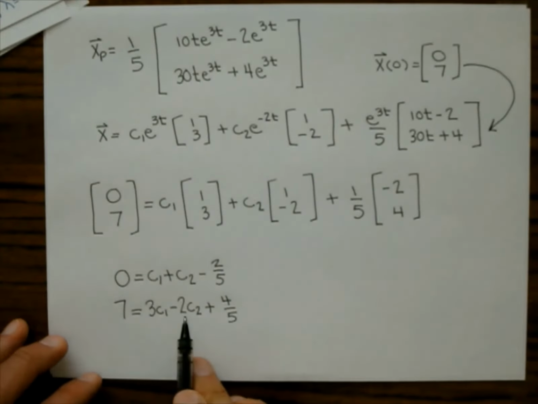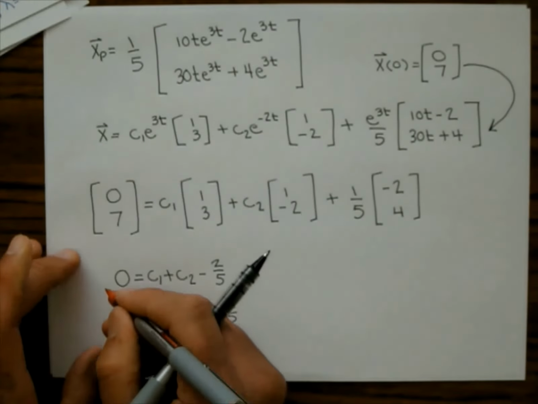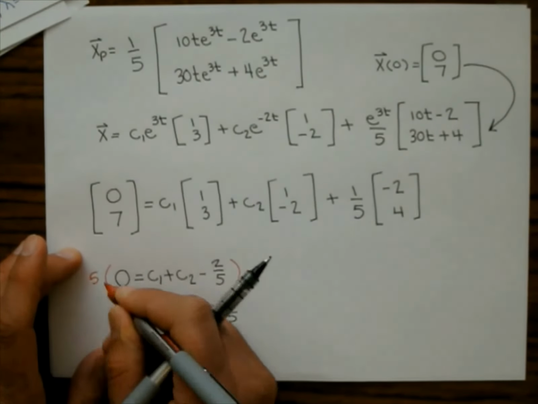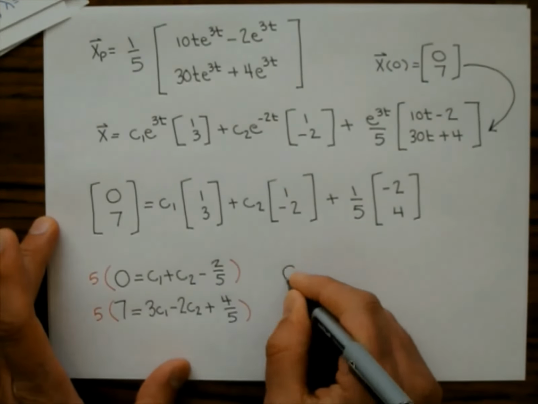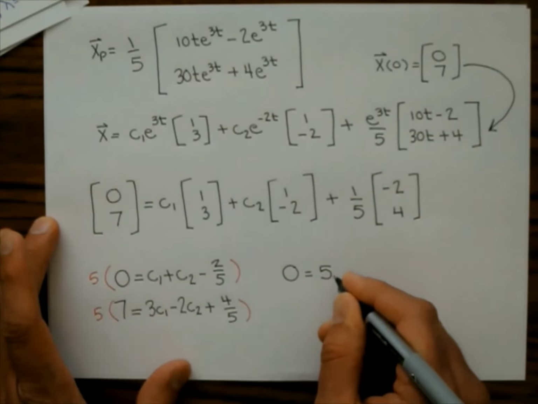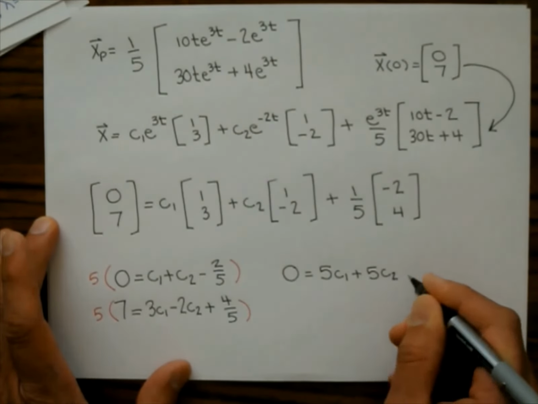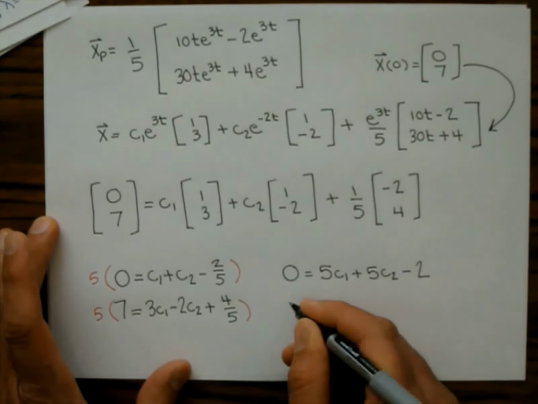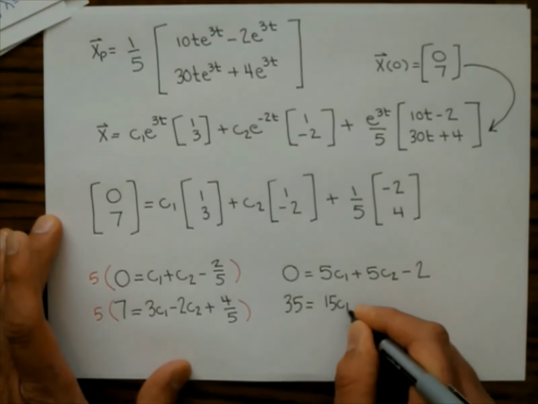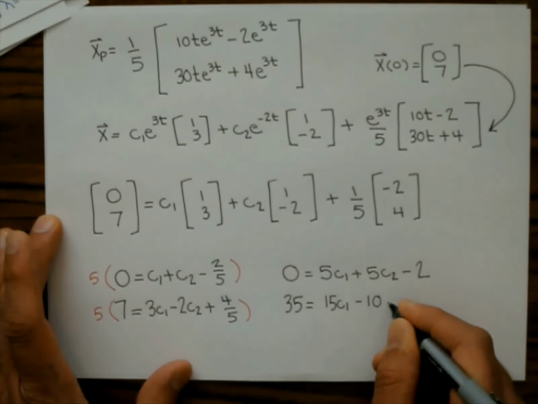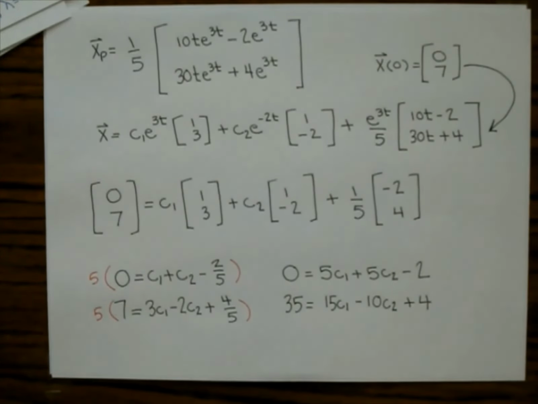Okay, so what I'm going to do now is multiply these equations by 5 to get rid of that fraction, and make it bigger numbers, I guess. So I have 0 equals 5C1 plus 5C2 minus 2. So now I'm just solving a system of equations. And then this is going to be 35 equals 15C1 minus 10C2 plus 4.